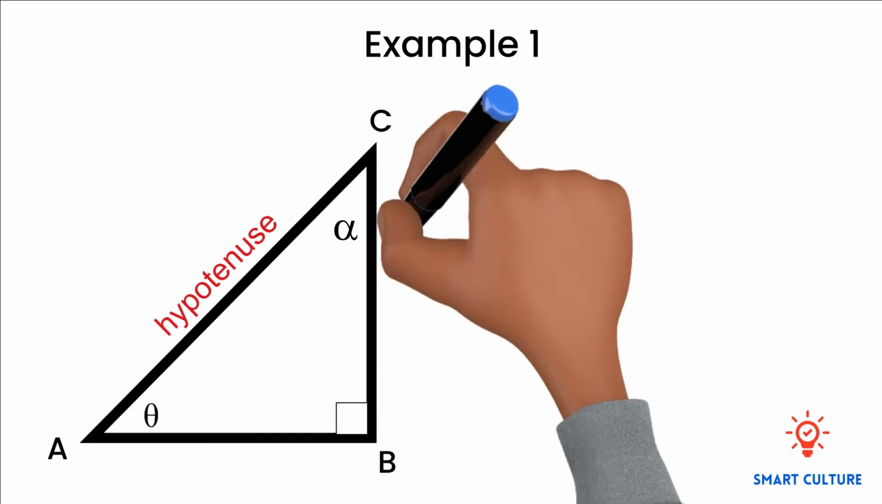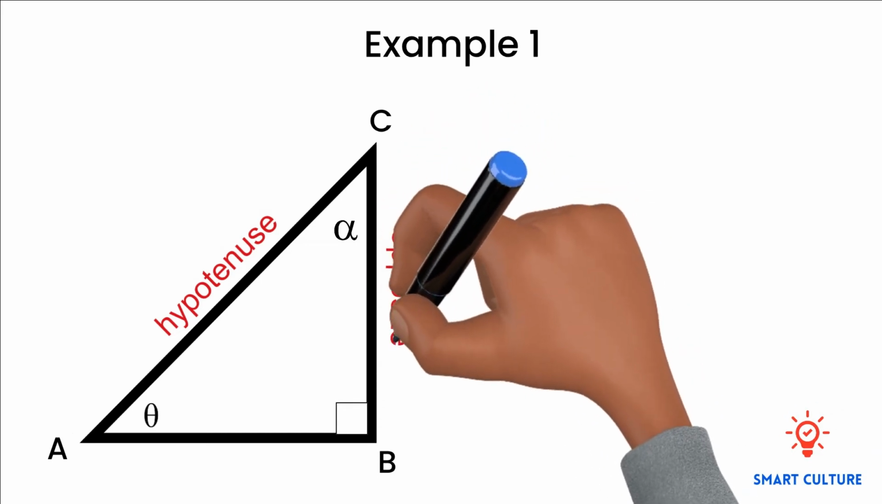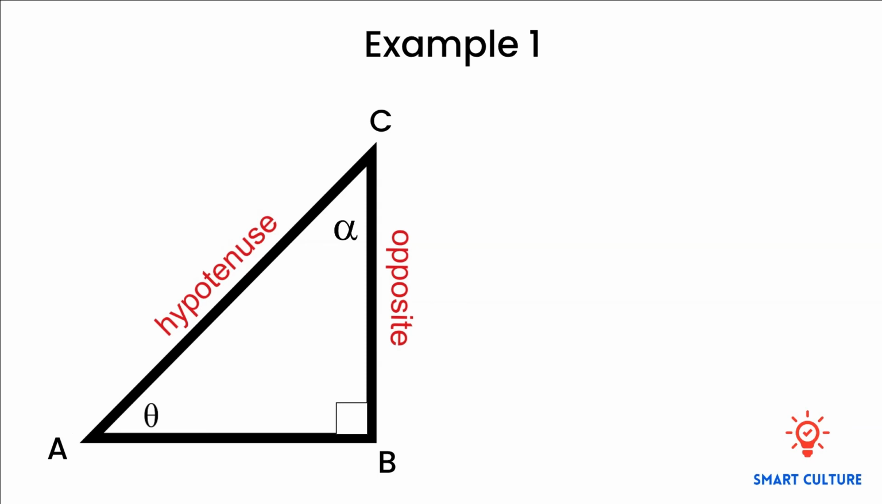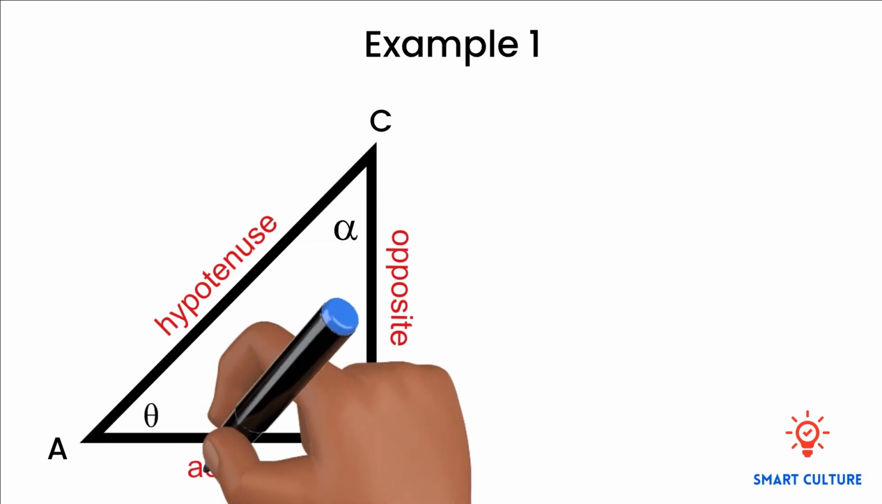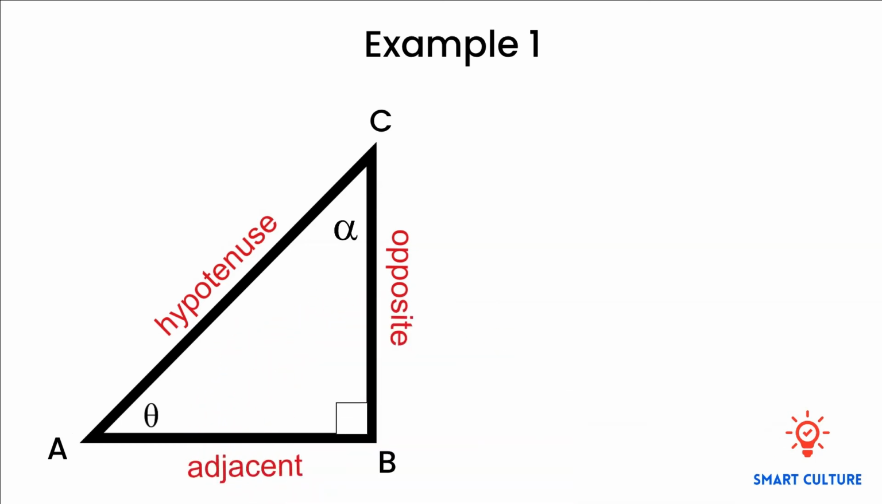The opposite side relative to the angle theta is directly opposite the angle theta. The adjacent side is the remaining side of the triangle and must be one of the sides that forms the angle theta.